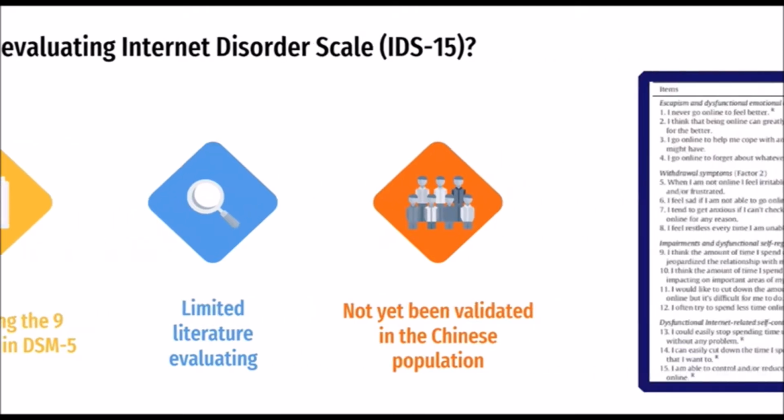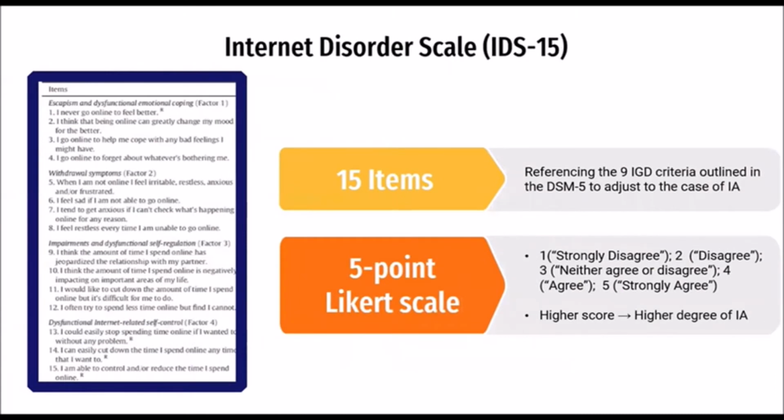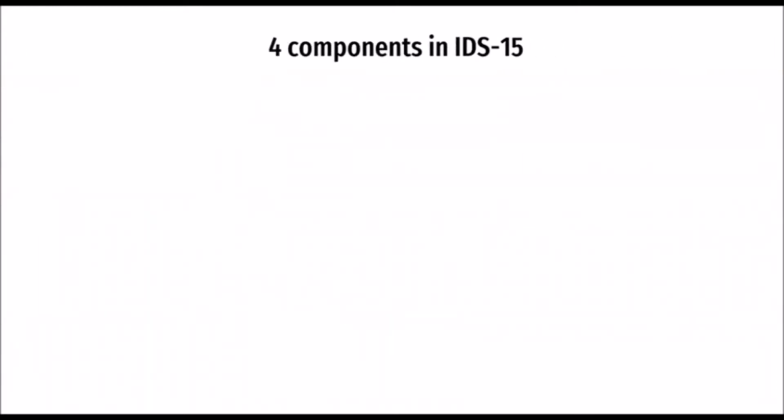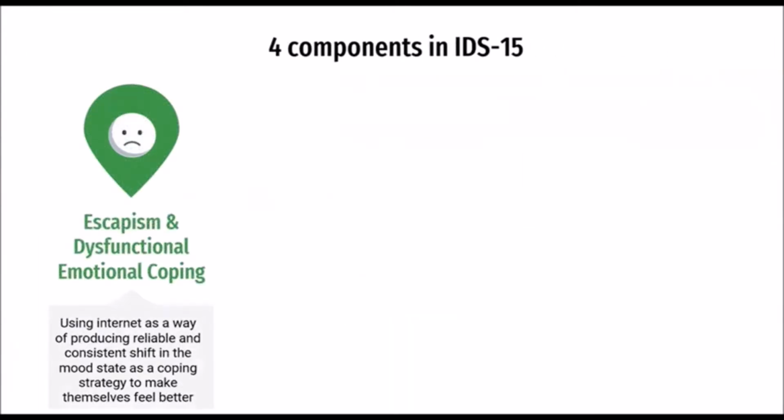IDS-15 is designed in a format of 5-point Likert scale with a total of 15 items. A higher score in IDS-15 indicates a higher degree of internet addiction. In IDS-15, internet addiction is constructed with 4 factors. First, escapism and dysfunctional emotional coping. It measures individuals' degree of using internet as a way of producing reliable and consistent shift in the mood state, as a coping strategy to make themselves feel better.